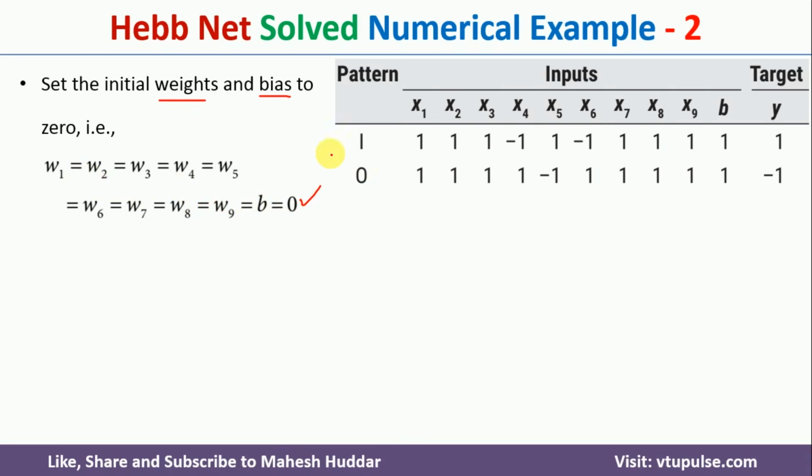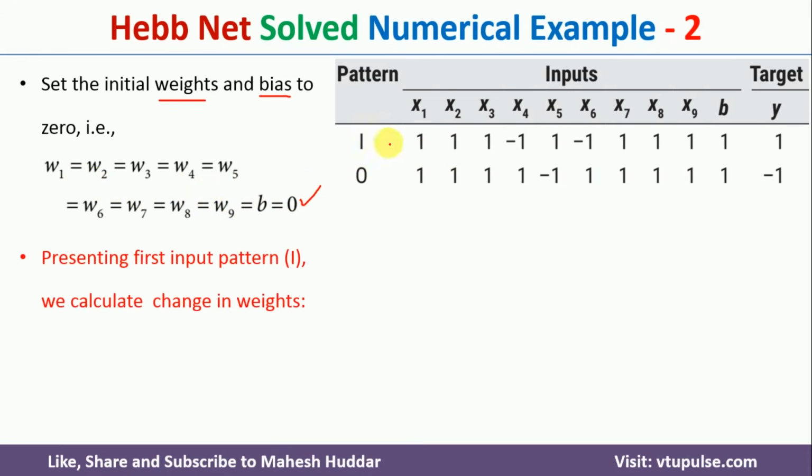Now we need to consider one example at a time and update the weights. If I consider the first input, we can update the weights with the Hebb rule like this: Wi new is equivalent to Wi old plus delta Wi. Here Wi old is the old weight, that is, the weights considered initially. Delta Wi is the change in weight. Delta Wi is always equivalent to xi y. Xi is the input, and y is the target in this case.